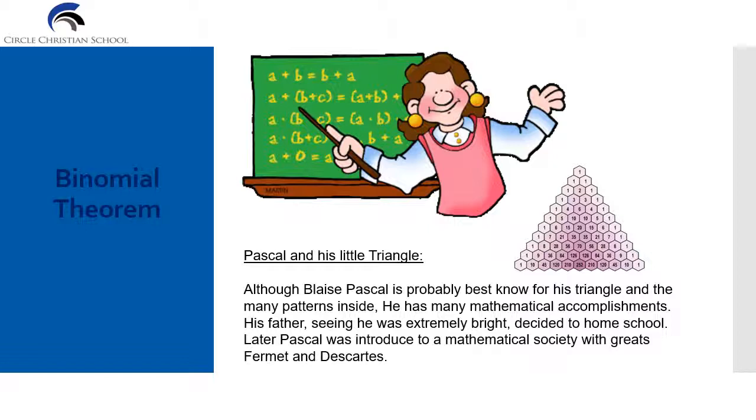His mother died when he was 3. His father had to take care of him. Father tried to take him to school, but just saw that he was brighter than everybody else there, so he decided to homeschool him. Later in life, he introduced him to a mathematical society with such greats as Fermat and Descartes. Smart cookie he was.